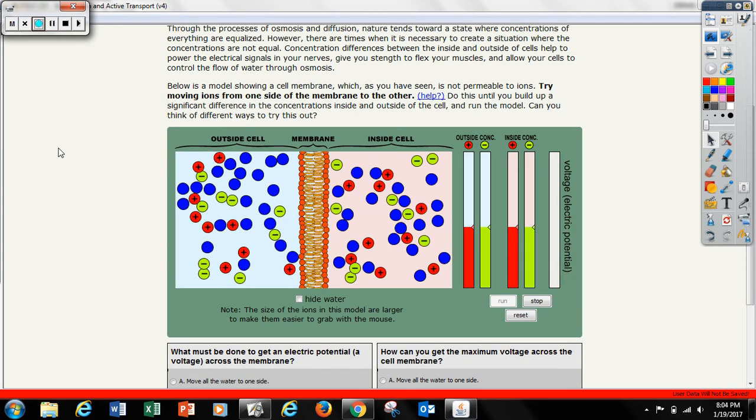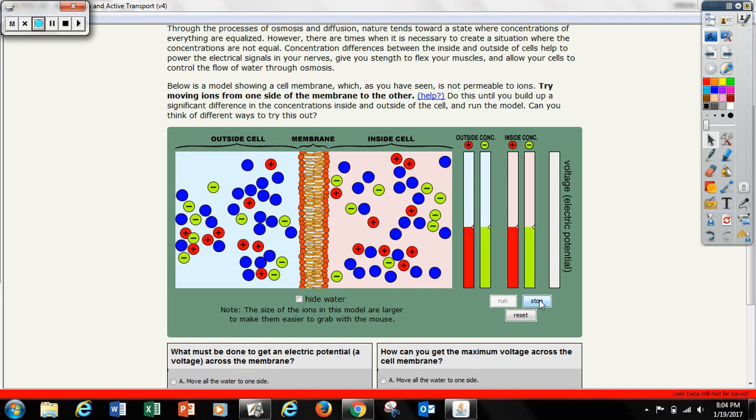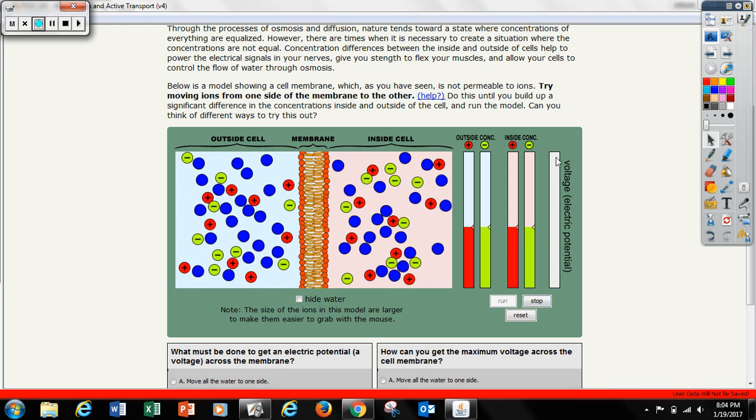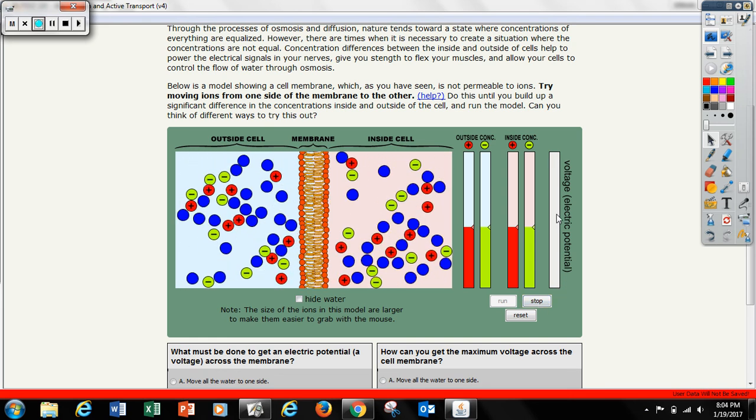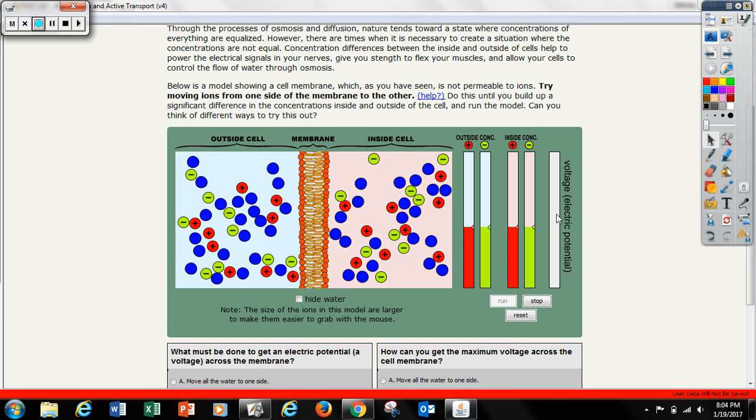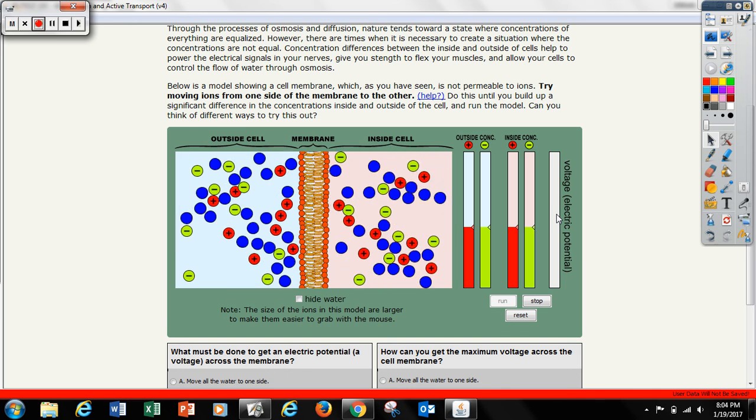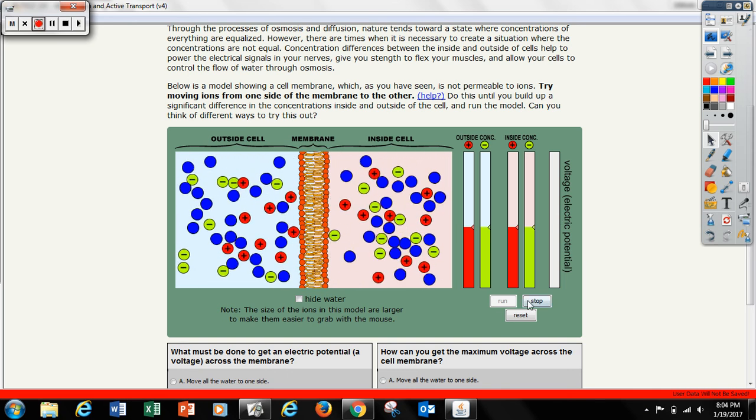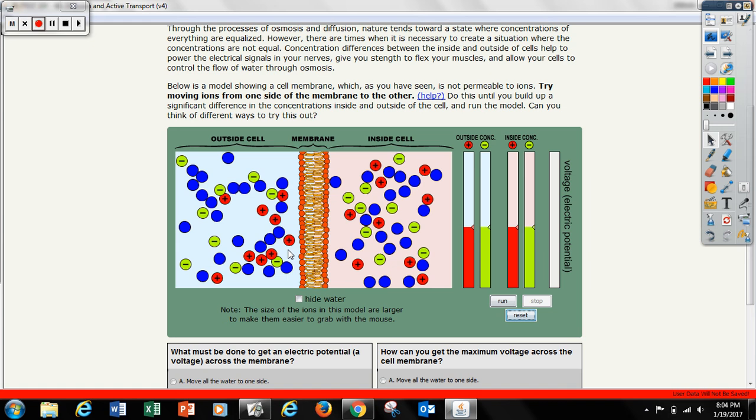So now we get to the active transport part, right? And this is where we want to create an electric potential. I'm just going to go through this really quickly because it seemed like most people were good with the creating of the electric potential. The idea being, if I want an electric potential, I've got to separate my charge. I've got to get my charge different on either side of the membrane. So moving some positives from one side to the other, moving some negatives from one side to the other.